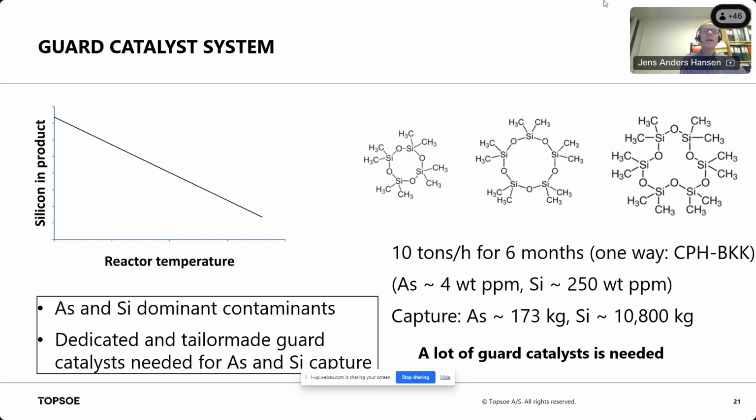And this is only one flight, so you can imagine how much guard material you need if you want to fuel more than one flight. So a lot of guard catalyst is needed. It's not a problem. Of course, it costs to have more guard reactors and also use guard catalyst. But it's possible to trap it, and if we raise the temperature, we can trap more. So it's not a problem from a technological point of view to remove the silicon.